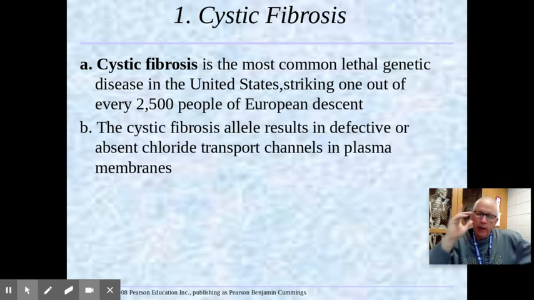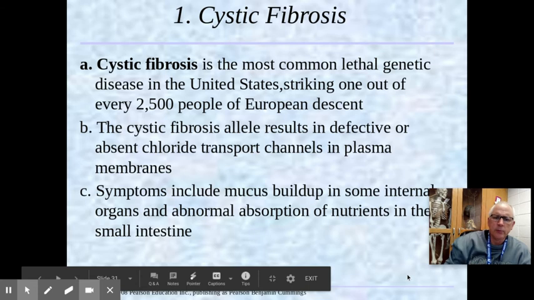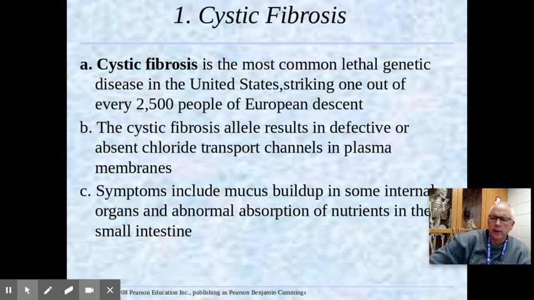And basically, it's just a defective gene, and what's absent is something called a chloride transport channel, which may not seem like much, but what happens is mucus will then build up in your organs and in your lungs, and eventually catches up with the person.